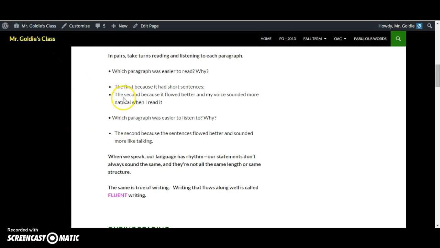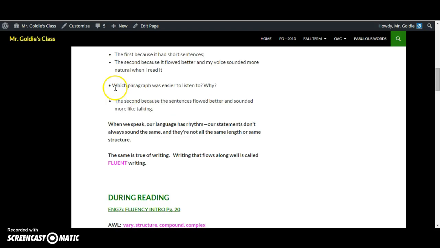Welcome back. So, some of the things you'll notice, the first paragraph was easier to read because it had short sentences. The second, because it flowed better and my voice sounded more natural when I read it, may be a possible answer. Which paragraph was easier to listen to and why? Well, your possible answer could be the second, because the sentences flowed better and sounded more like talking, like a person talking. So, let's put this all together here, okay?